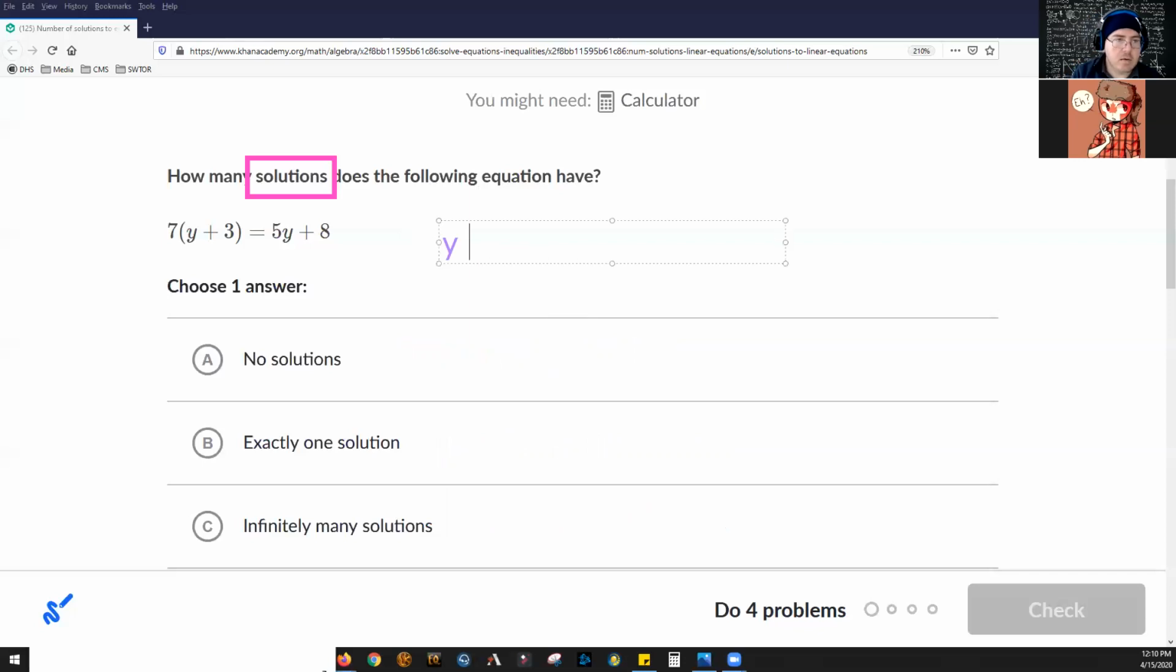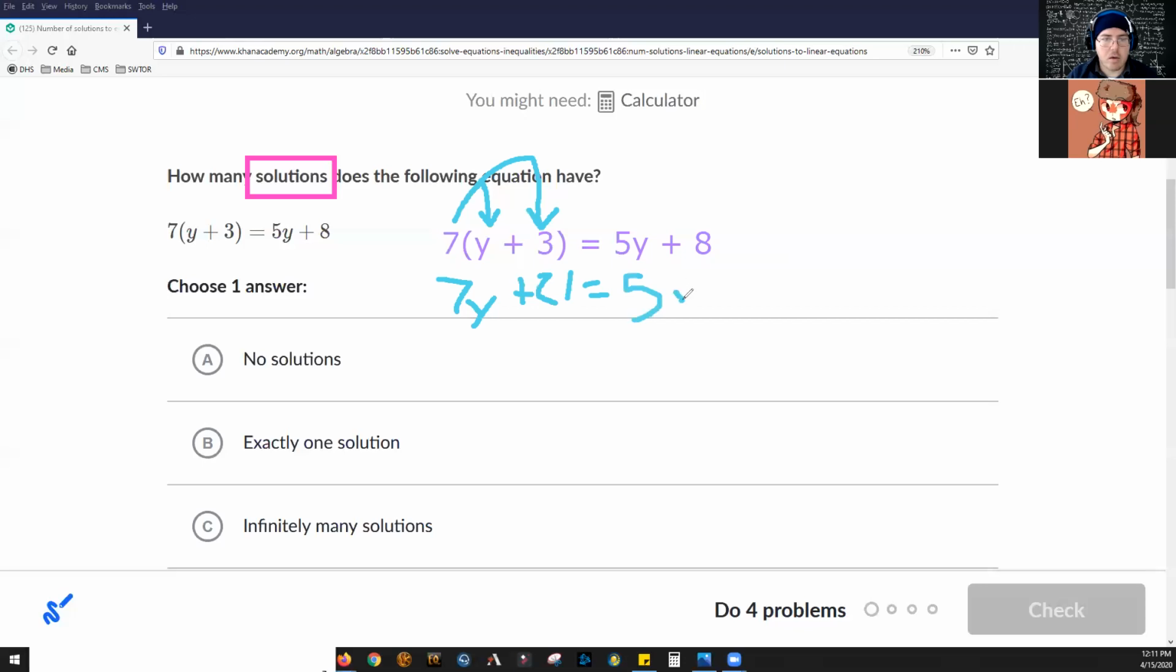So I take y, 7 parentheses y plus 3 equals 5y plus 8. The next thing, and this should be something you should be like, hey, we just did this: the distributive property is the first thing I have to do. So that'd be 7 times y and 7 times 3, both terms. So I end up with 7y plus 21 equals 5y plus 8.